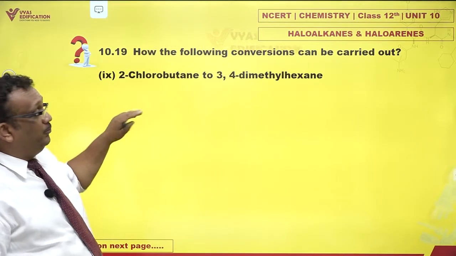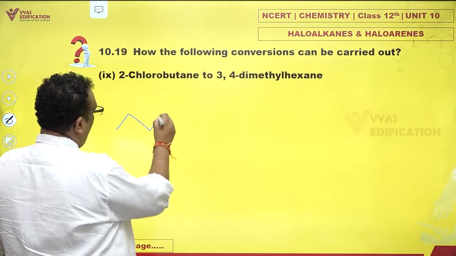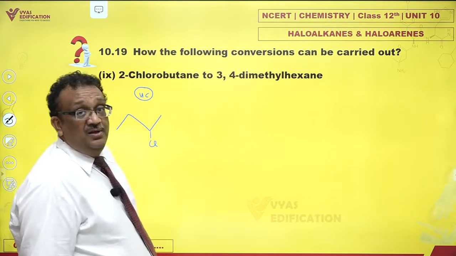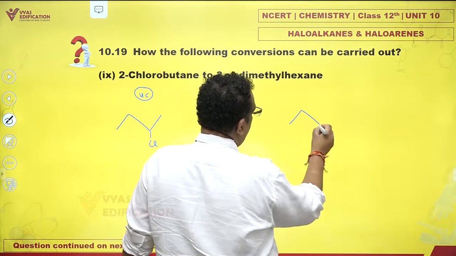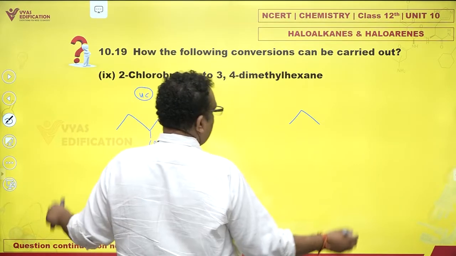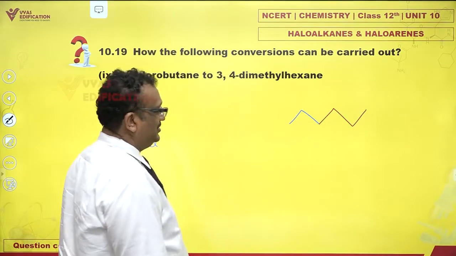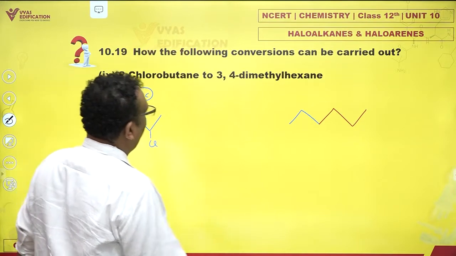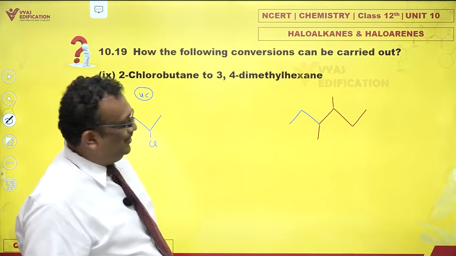Ninth, 2-chlorobutane to 3,4-dimethylhexane. Now this is 2-chlorobutane. It has 4 carbons. 3,4-dimethylhexane: 1, 2, 3, and now we have 4, 5, 6. And if you notice carefully, we have 1, 2, 3, 4 dimethylhexane.